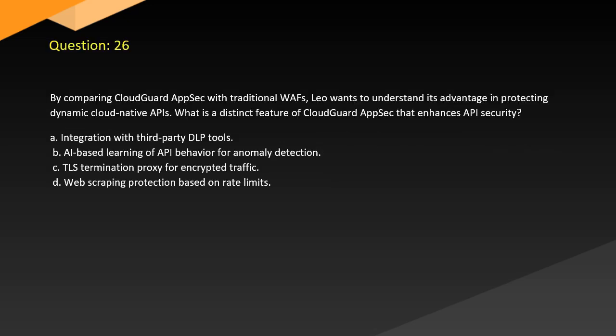Question 26. By comparing CloudGuard AppSec with traditional WAFs, Leo wants to understand its advantage in protecting dynamic cloud-native APIs. What is a distinct feature of CloudGuard AppSec that enhances API accuracy? A. The integration with third-party DLP tools. B. AI-based learning of API behavior for anomaly detection. C. TLS termination proxy for encrypted traffic. D. Web scraping protection based on rate limits.